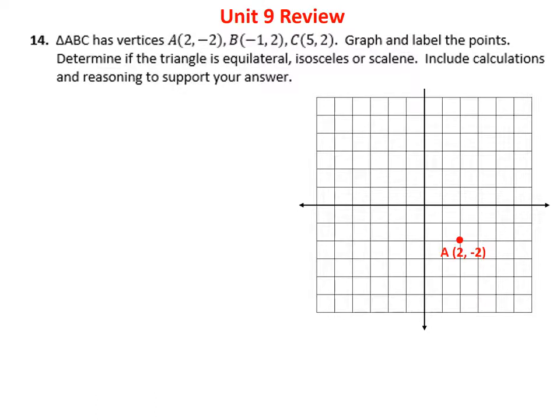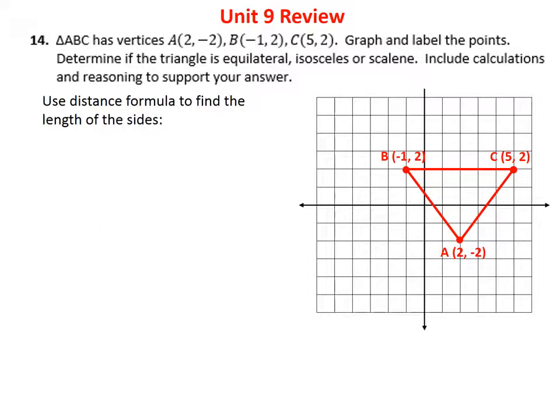So first off, let's plot it. 2 to the right and 2 down is A. B is -1 left and 2 up. And then C is 5 to the right and 2 up. And there's our triangle. Okay? So all we're interested in here is the sides. So we just need to find the sides.